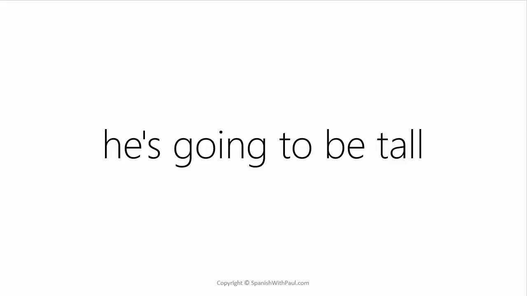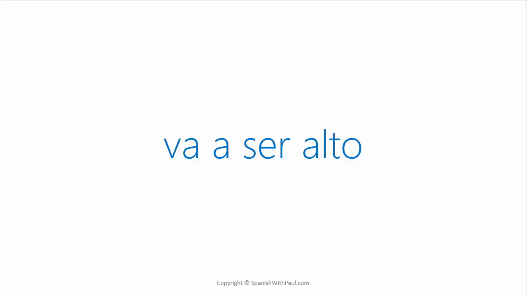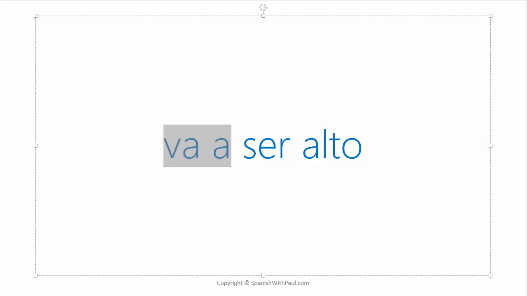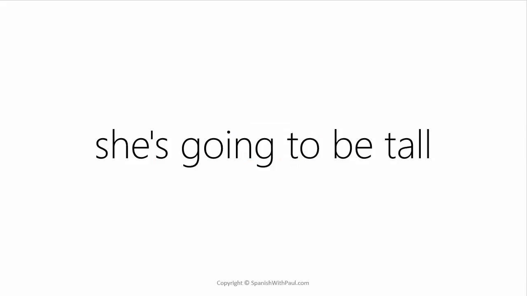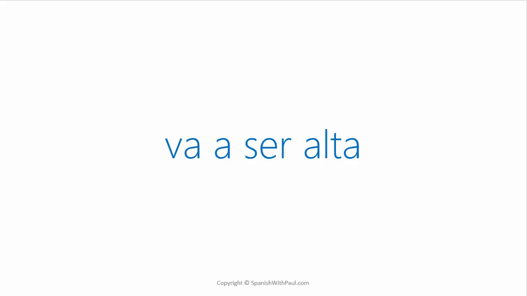He's going to be tall. Va ser alto. Here we're using a handle. He's going, va. And then because we're talking about something that relates to his identity, the fact that he's tall, it's going to take ser. So we have the handle, and whatever comes after a handle is the full verb. So it'll be va ser alto. He's going to be tall. She's going to be tall. Va ser alta.